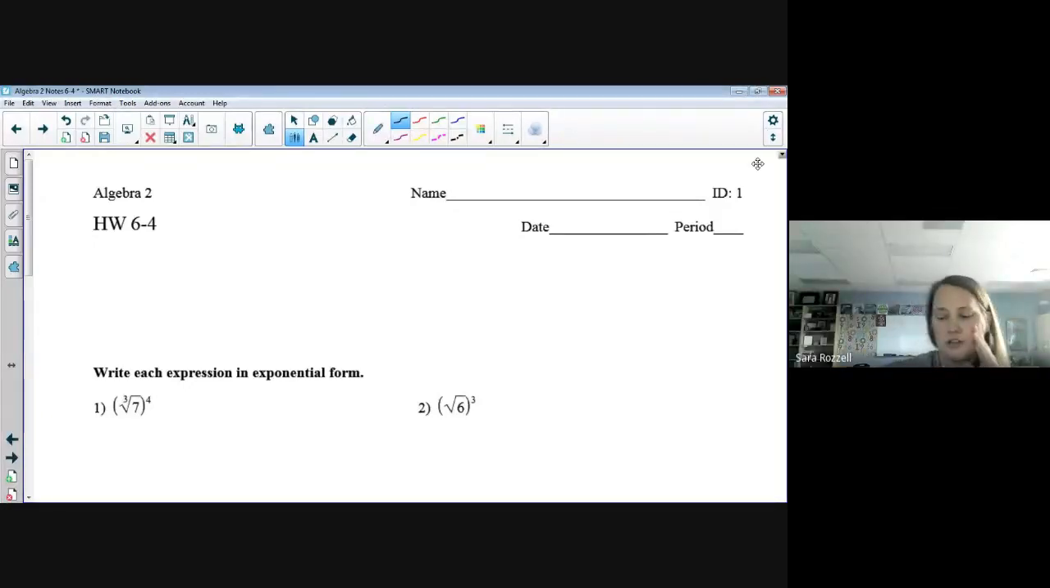All right, so we are doing lesson 6-4. I forgot to change the name on this when I posted it. So these are our notes for 6-4, and this is going to be our rational exponents.